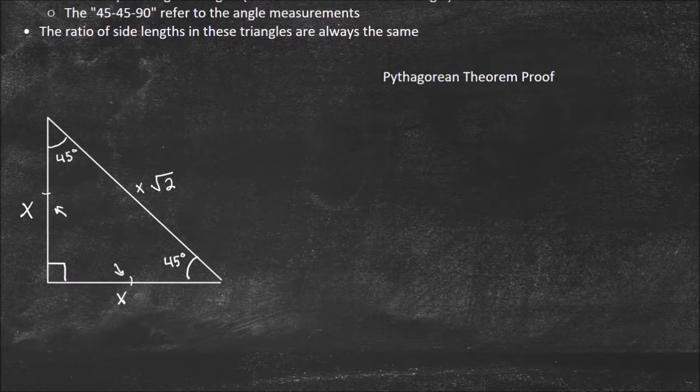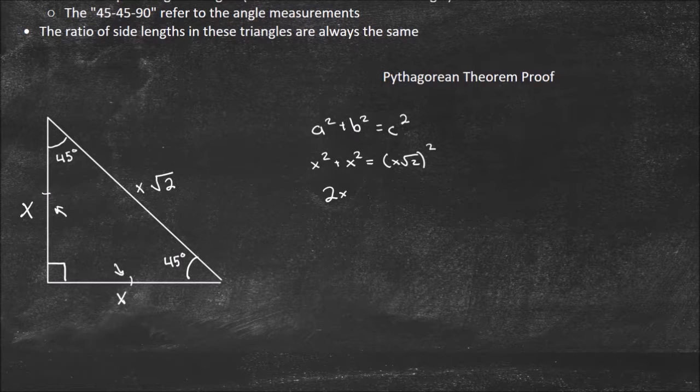Now let's do a Pythagorean theorem proof. So we know the Pythagorean theorem is a squared plus b squared equals c squared. What this is going to help us with is understanding why this works. So why is this an okay way to do it? Well, if a is x, b is also x, and c is x square root of 2. Be careful here. We have to put the entire value of c inside the parentheses. So x times the square root of 2, squared. So x squared plus x squared.